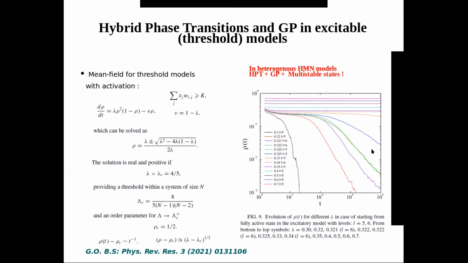And in fact, there is a jump if you plot, because you cannot find a continuous singularity here. And in the inactive phase, you see on the log-log plot these straight lines corresponding to some dynamical criticality. So we found some numerical evidence of this coexistence of the so-called hybrid phase transition and Griffiths phase, and also multi-stability existing in these models.